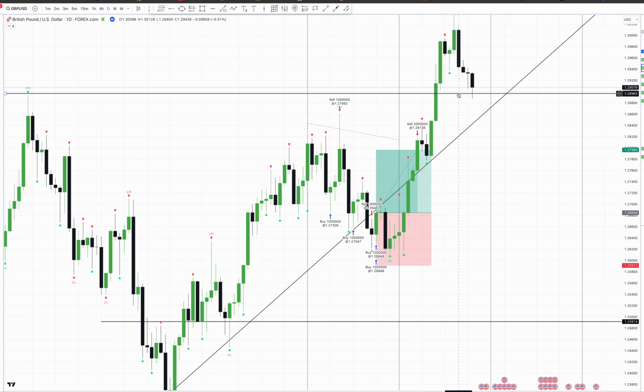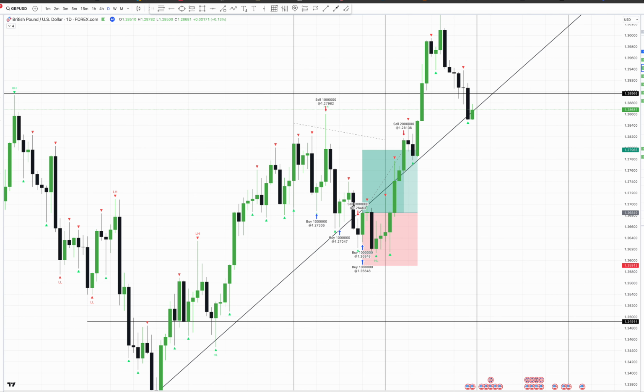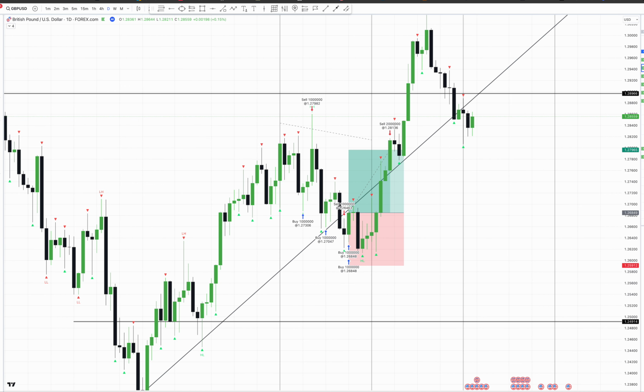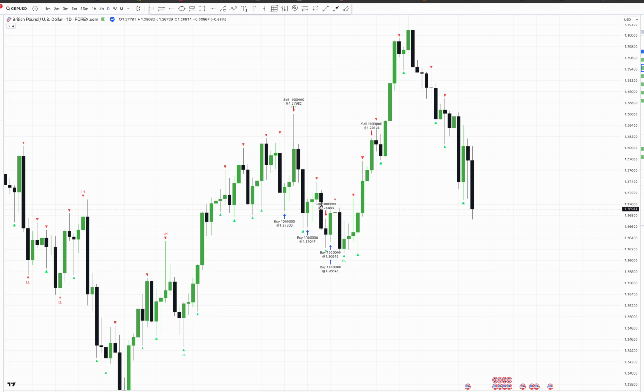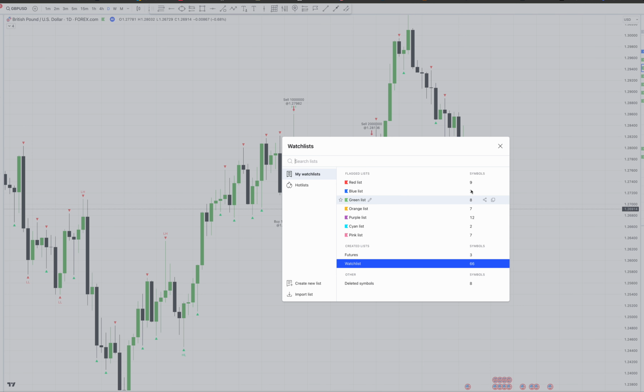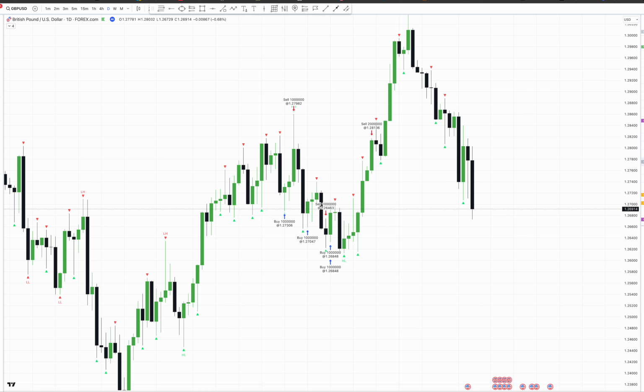Sometimes you can even buy here before it turns, but that's risky. You get the idea, right? As soon as it hits the level, it reverses. So that's obviously one example in GU. Let's see how many examples we can find, right? Let's find the most obscure currency pair that we can look at.